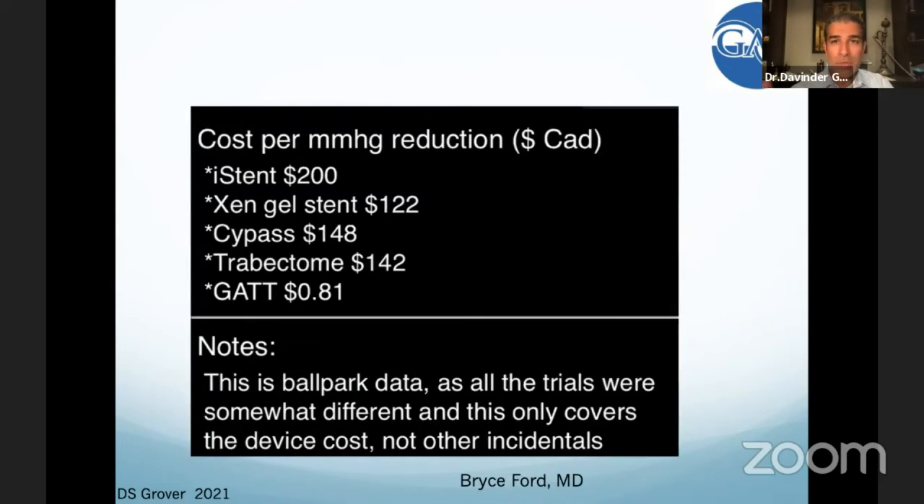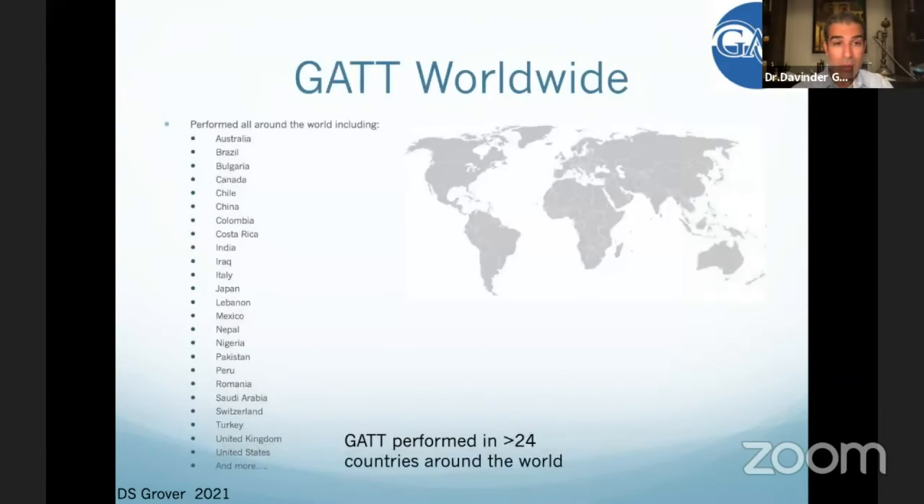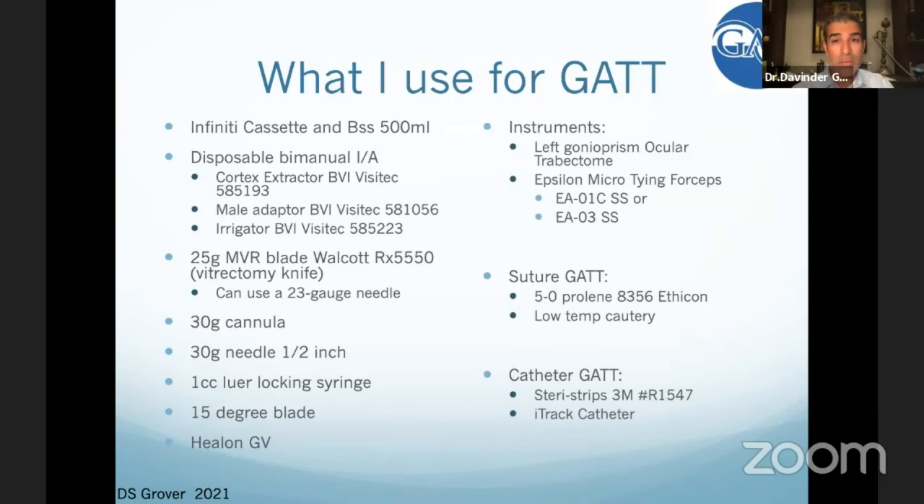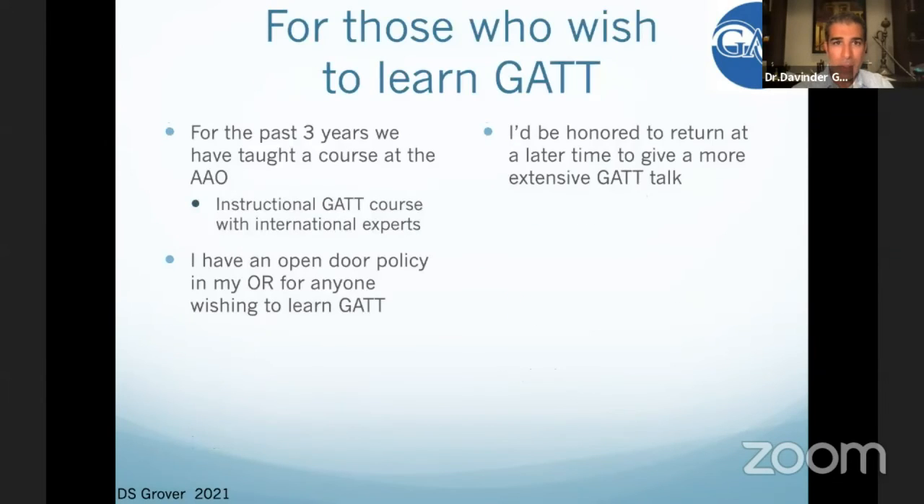This is from one of my partners, one of my friends in Canada, talking about price per millimeter of mercury as far as MIGS is concerned, showing that GAT is without question probably one of the most cost-effective MIGS available. And thankfully, this is not a view of COVID. This is a view of how many places around the world where I know GAT is being performed, and as far as I know, in over 24 countries. This is what I use. If you want to just do a screenshot for GAT, I'm not going to spend too much time on that.